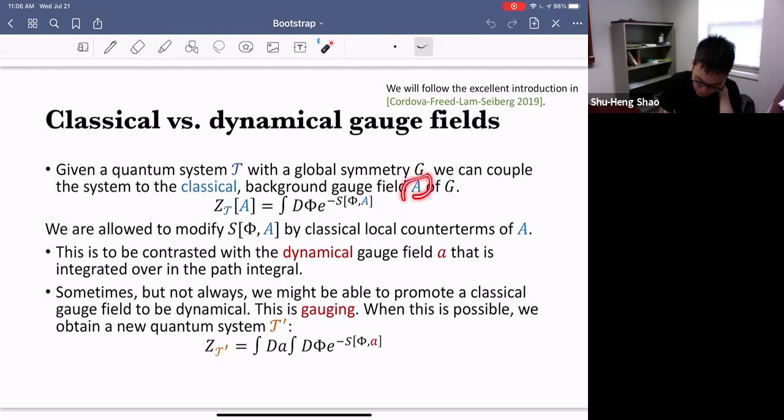The background gauge field here, which is denoted by a capital letter, should be contrasted with the dynamical gauge field, which will be denoted by a lowercase letter. A dynamical gauge field will be integrated over in the path integral. Starting from a quantum system with a global symmetry G, we couple it to some background gauge field capital A. Sometimes, but not always, we might be able to promote such a classical gauge field to be dynamical. And this is the procedure known as gauging. When this is possible, what we do is simply to path integrate over the dynamical gauge field on top of the other dynamical fields phi, and we obtain a new quantum system, which I denote by T prime. Right. Here, I'm just trying to set up the stage to contrast the classical versus the dynamical gauge field. And this distinction will be important throughout the lecture.